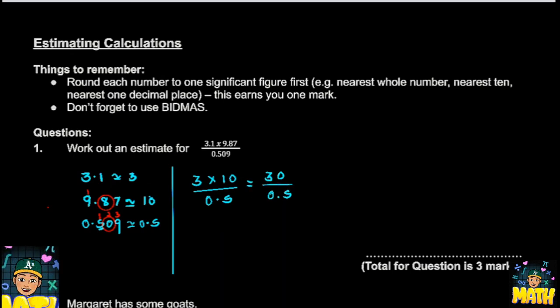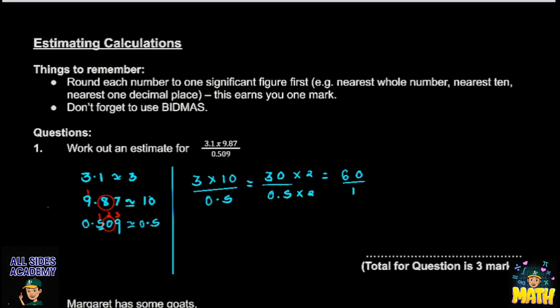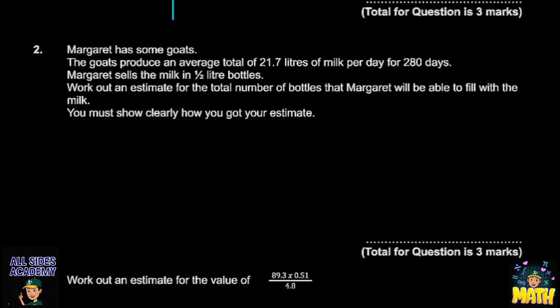So I'll multiply by 2, the smallest number, and that will give me 60 over 1, which is the same as 60 right there. So as an estimate, that question will be like that. So here we are given, at this point you can pause this video and try to solve these questions. The number of liters per day is 21.7 liters.